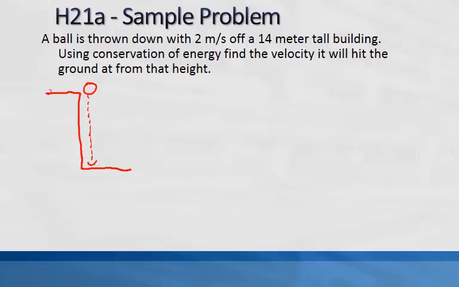All right, so for this one, a ball is thrown down with 2 meters per second speed off a 14-meter tall building. Using conservation of energy, find the velocity it will hit the ground with from that height. I'll go ahead and pause the clip, write out what each variable is, and when you're ready to check, you can hit play to continue.